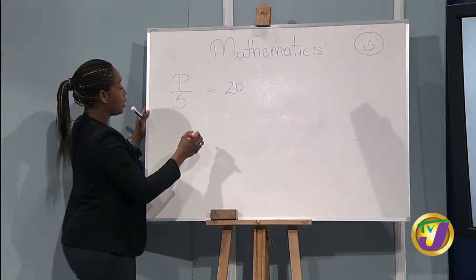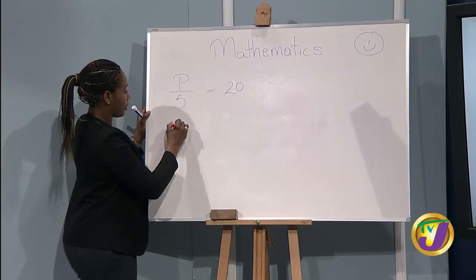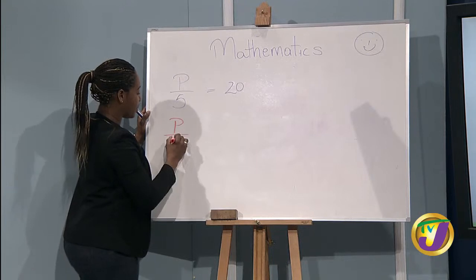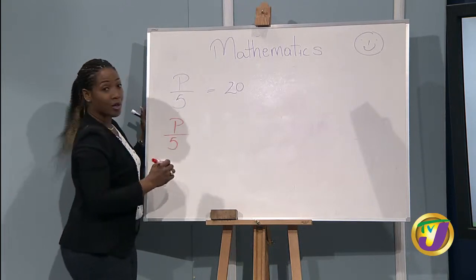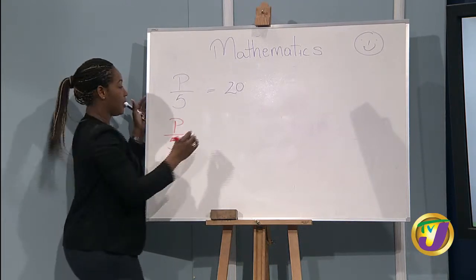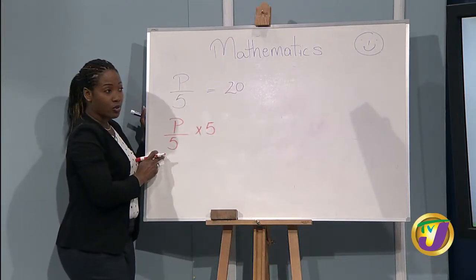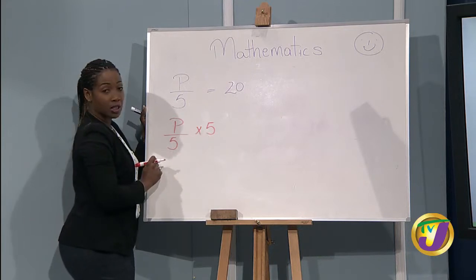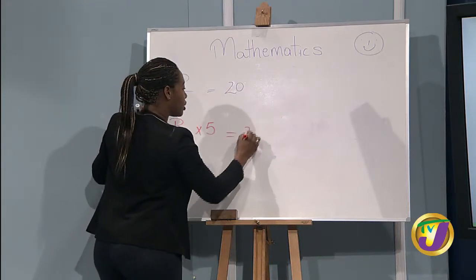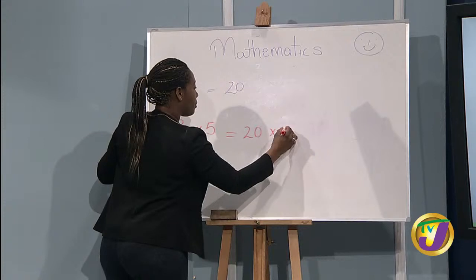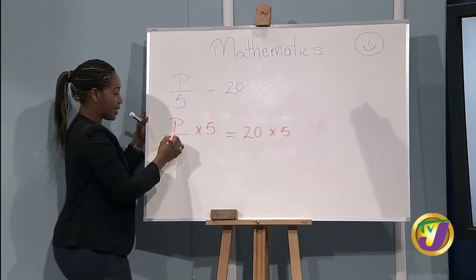Let's work this out. So we have P. What is happening to the P over here? It's being divided by 5. What is the opposite of division? Correct. The opposite of division is multiplication. So I'm going to undo what was done to it. So I'm going to multiply by 5. I must carry out the same operation on both sides.